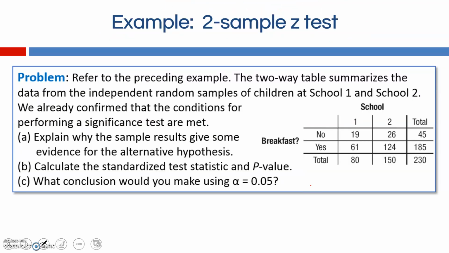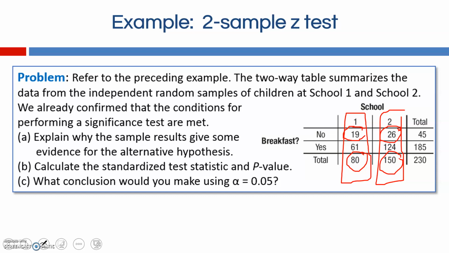All right, so let's get to our first example here. This is the same data from the problem about the students not eating breakfast when coming to school. If you look vertically, we've got school 1 and school 2. If you recall in that problem, school 1 had 19 of 80 students not eat breakfast on a particular day, and then it was 26 out of 150 that did not eat breakfast on that particular day for school 2.